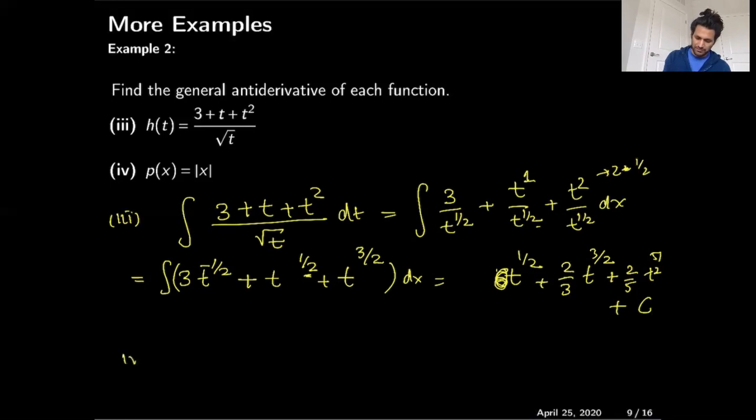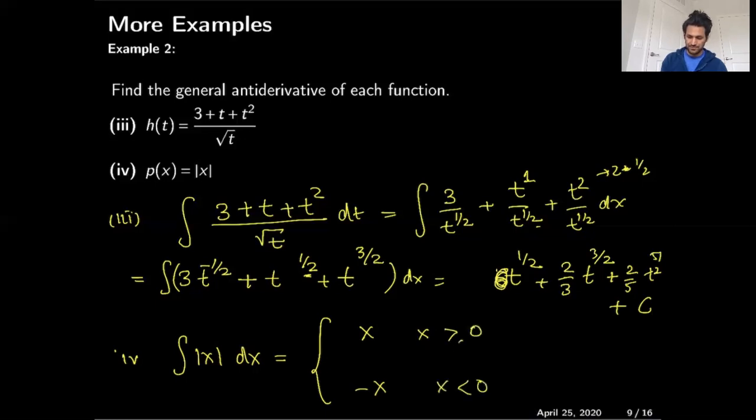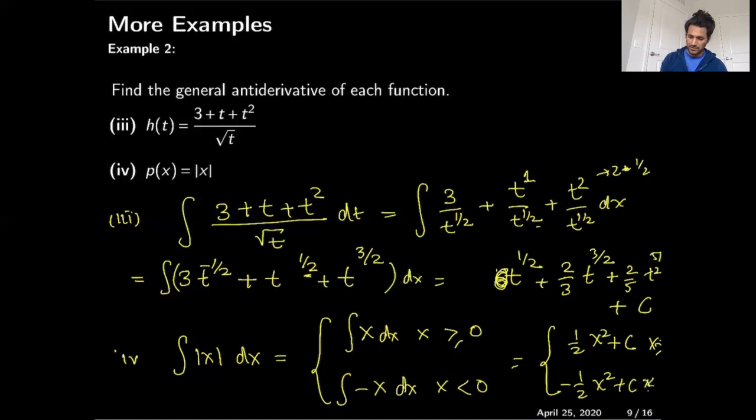Here is a bit more challenging problem. What is the antiderivative of the absolute value of x? We know that the absolute value function is either x or minus x, depending on whether x is positive or negative. So the antiderivative will be basically, what is the antiderivative of this? What is the antiderivative of this? So the antiderivative is 1/2 x squared plus c, and this is minus 1/2 x squared plus c, when x is positive and when x is negative.